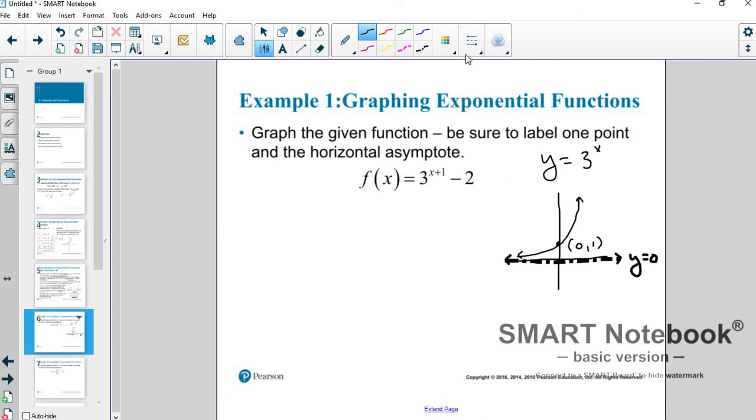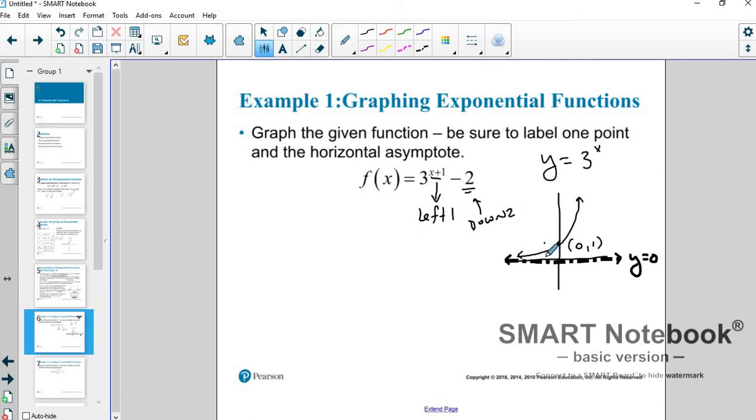Okay, so on your work for quizzes and stuff, make sure you label these things. What kind of shiftings from section 2.5 do these two things do? X plus 1 means we're going to the left 1 because we need less x to get the same shape. And minus 2 outside the function means we're going down 2. All right, so we're going to go left 1 and down 2.